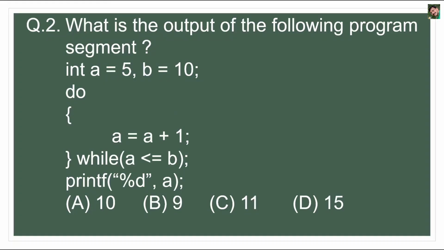Next question, question number 2. What is the output of the following program segment? Integer a is equal to 5, b is equal to 10. Do, and in the loop we are increasing the value of a by 1, and then while a is less than or equal to b, here there is less than or equal to, and then finally we are printing the value of a. So what will be the value of a? It will start with 5, it will become 6, 7, 8, 9, 10, and then finally it will become 11 when the condition becomes false. So the answer would be 11.